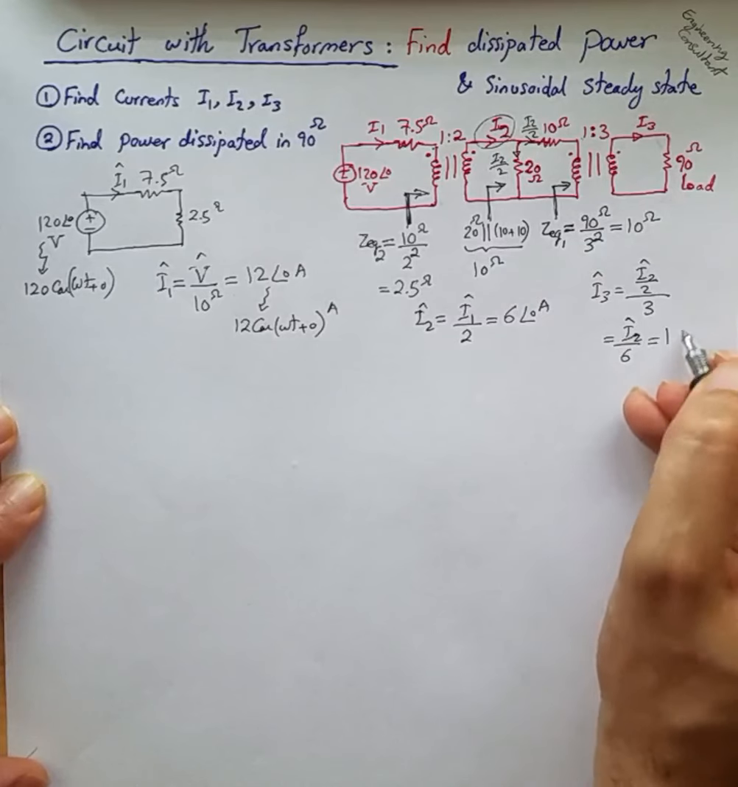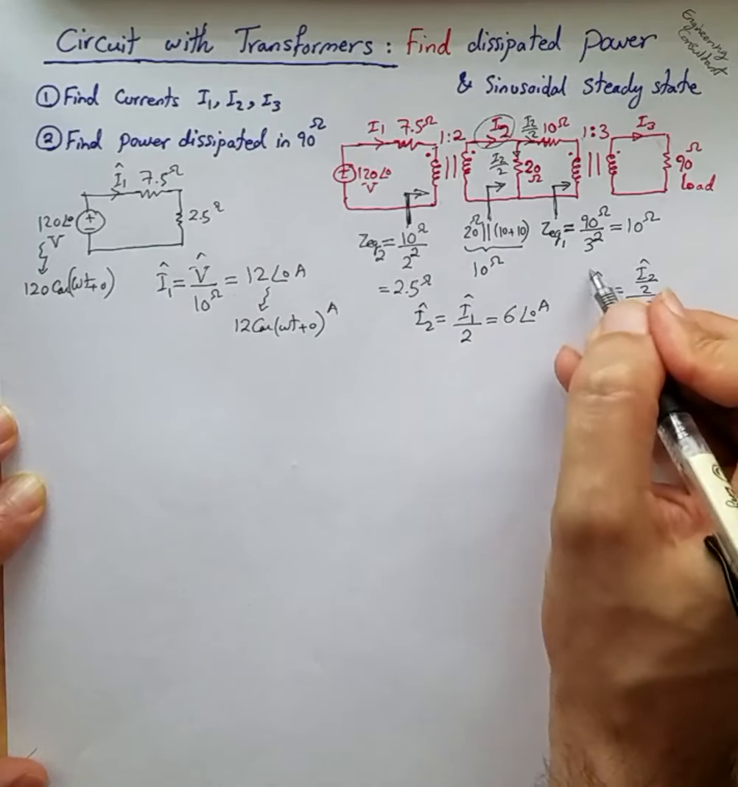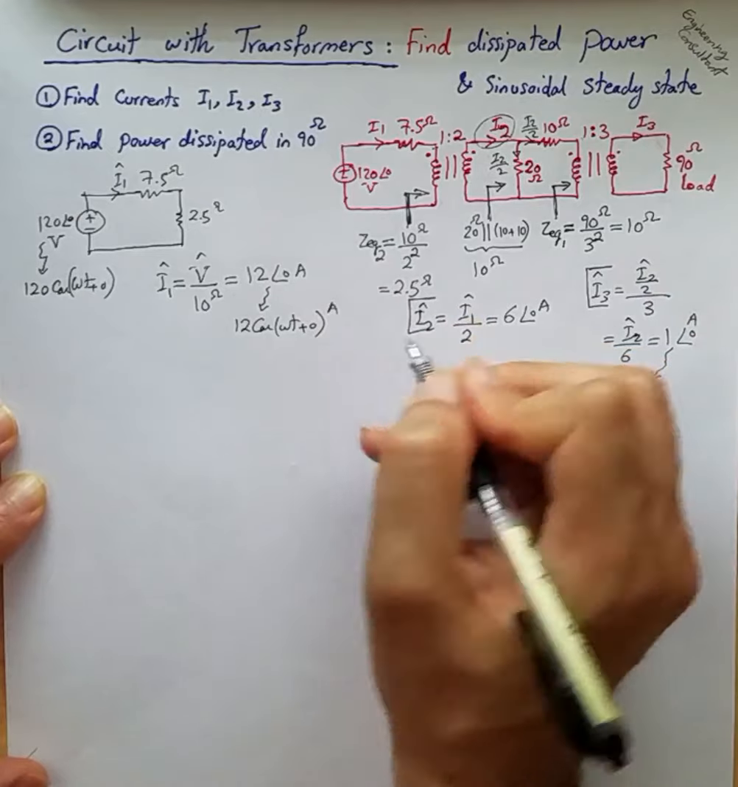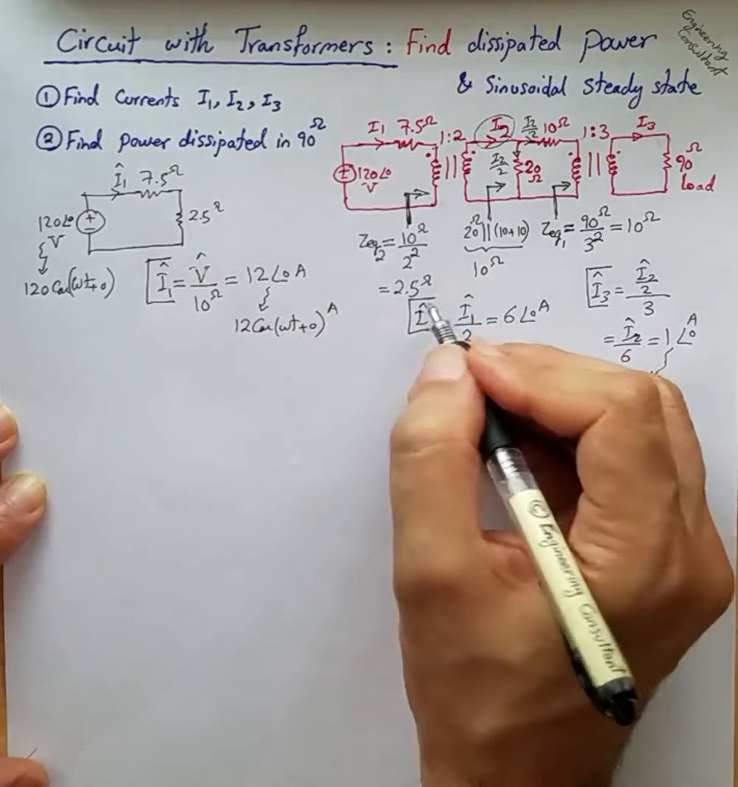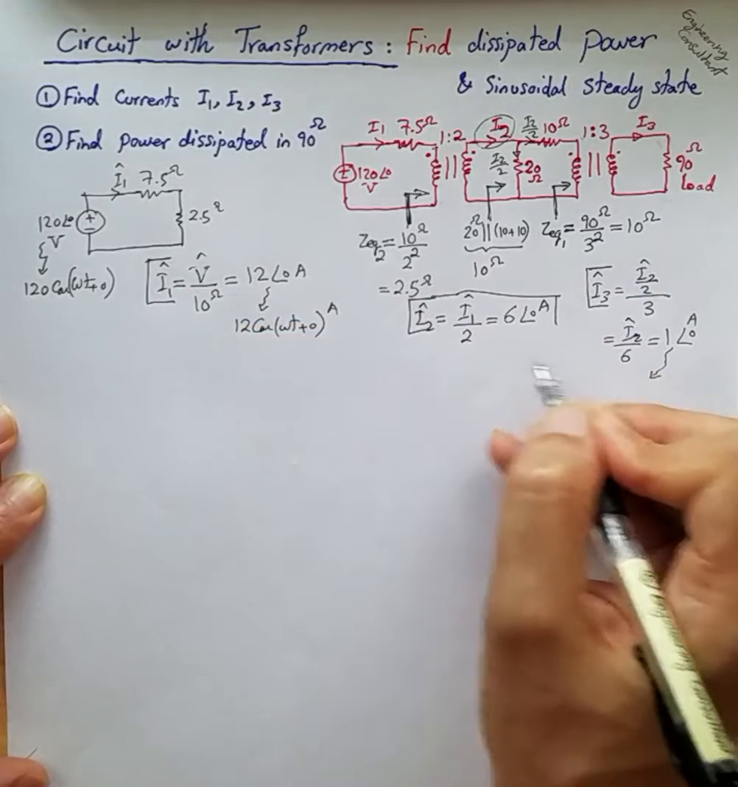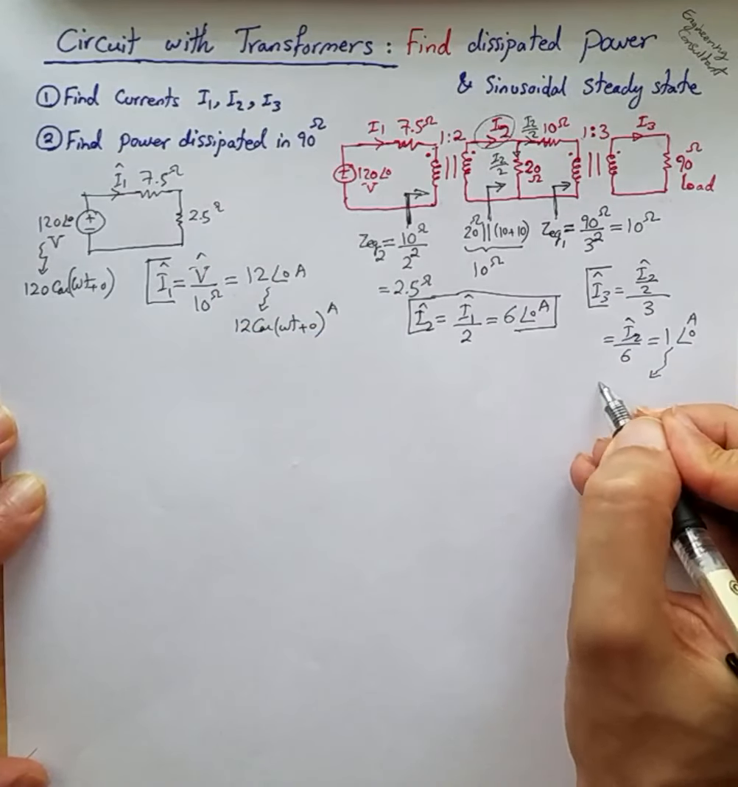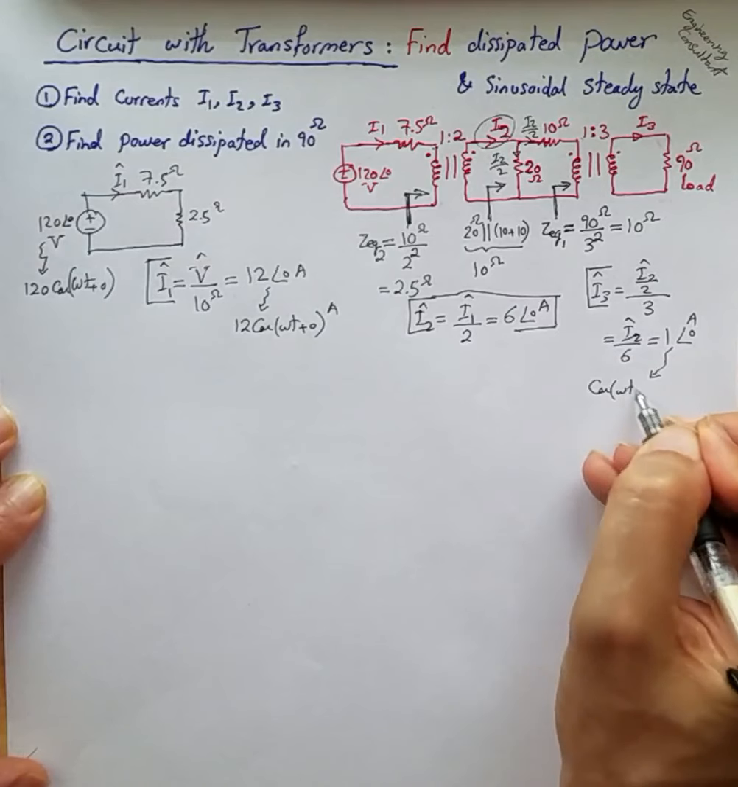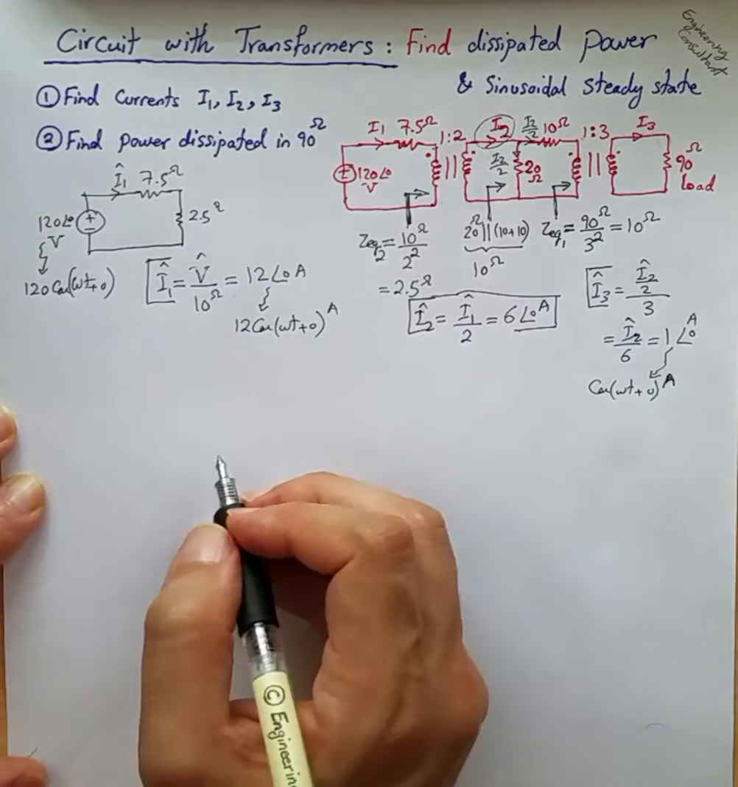So we get 1 phase 0 amp, which means the current I3 is in the form of 1 times cosine omega t amp. That's the meaning of the phasor. So we found the currents.